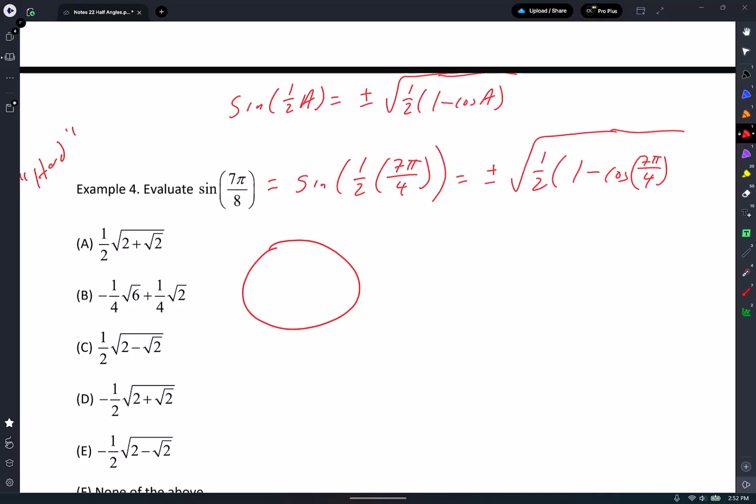7 pi over 4 on the unit circle is in quadrant 4, really close to 2 pi, right there. This is your 7 pi over 4. Unit circle doesn't go away, guys.